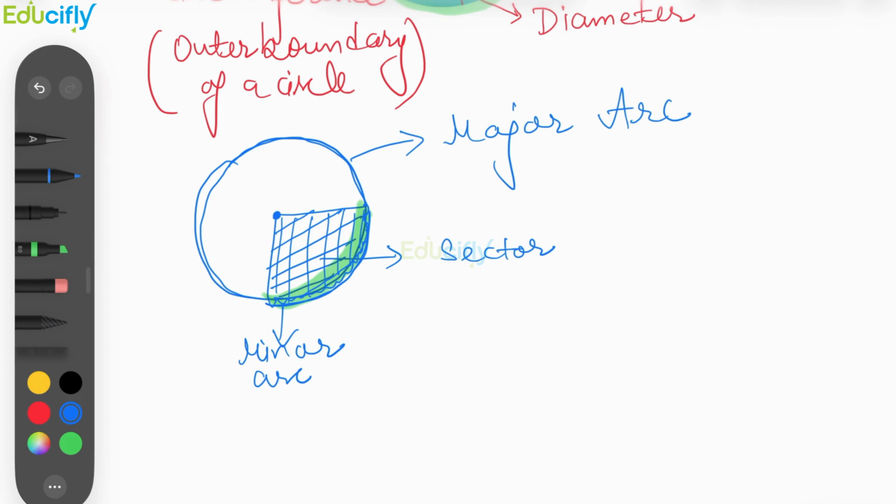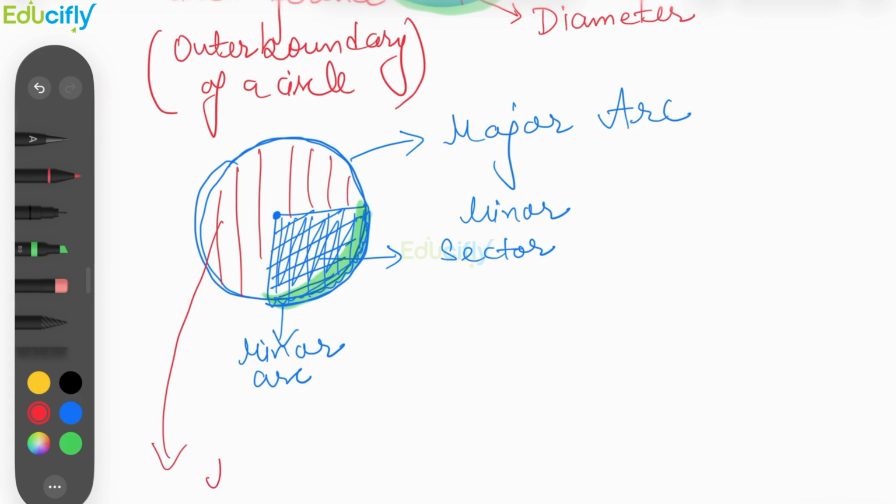Similarly, if I'm talking about a sector, this part is quite small, so I can say that this is a minor sector. And the rest of the part is called the major sector. So there are 4 things here: about an arc, 2 things, and about a sector, 2 things, major and minor. Whosoever looks small, that is minor. Whosoever looks big, that is called the major one.